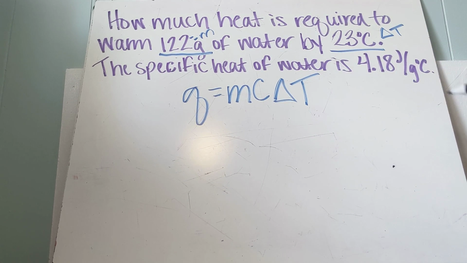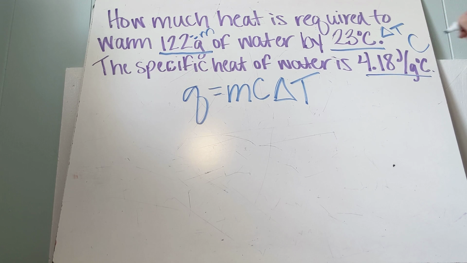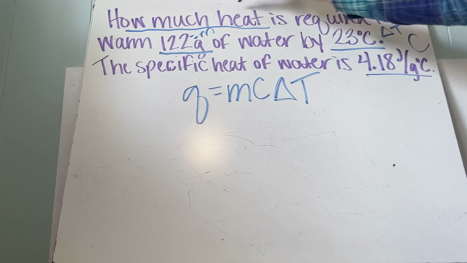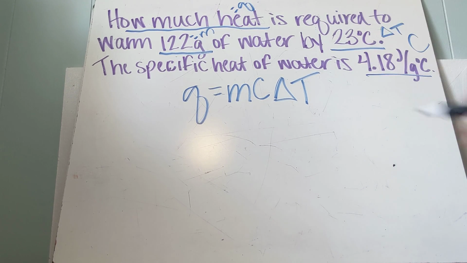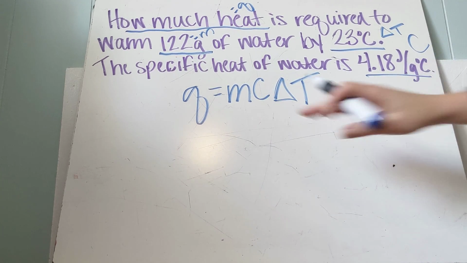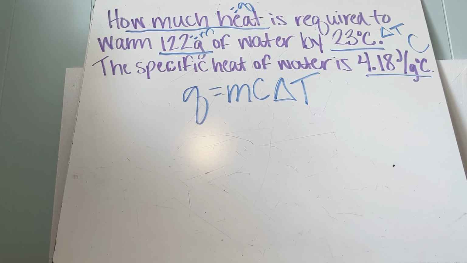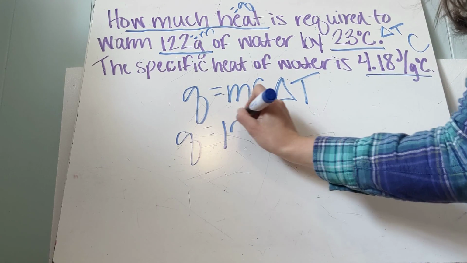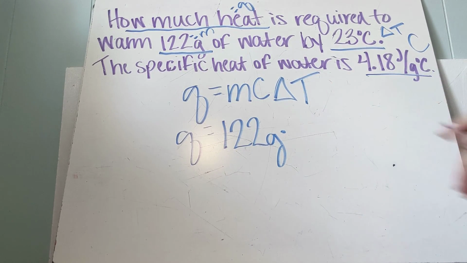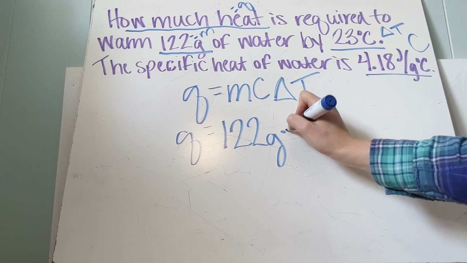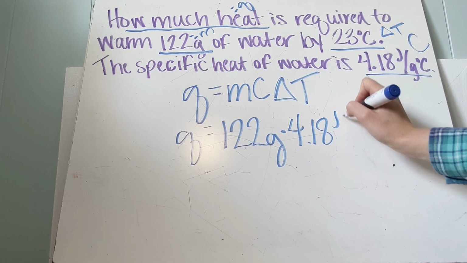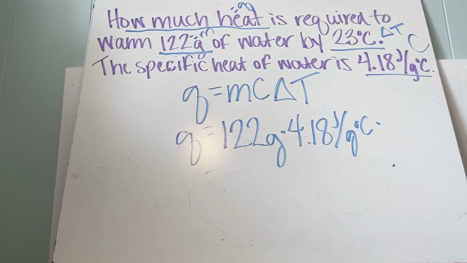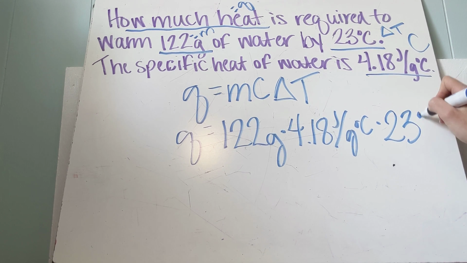In this case, it says it's warming the water by this much, so this is giving you delta T. The specific heat of water is 4.18. Okay, so this is my C. It's asking how much heat, and again, heat is Q. So we're trying to find Q. Our formula is already set up for Q equals MC delta T, so I can plug everything in just as it is. M is 122 grams multiplied by my C, 4.18 joules per gram degrees Celsius, multiplied by my delta T, 23 degrees Celsius.